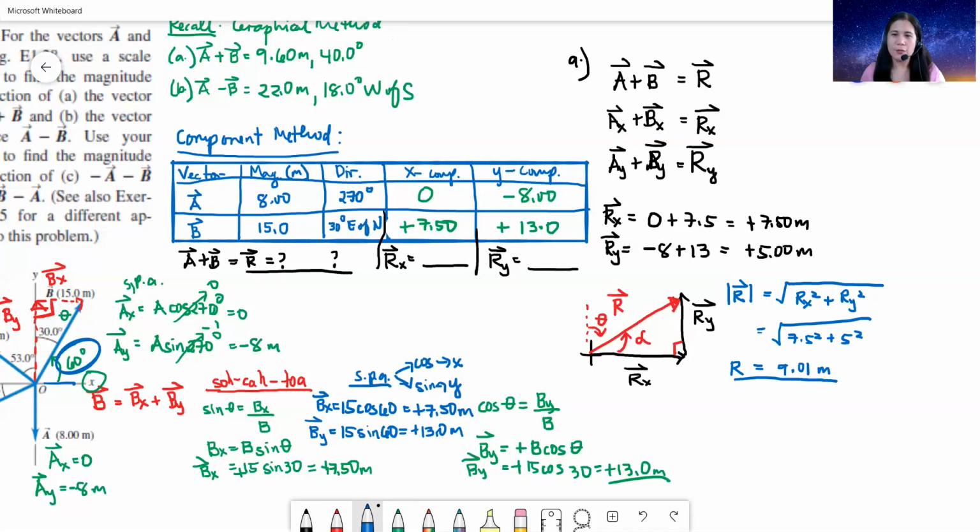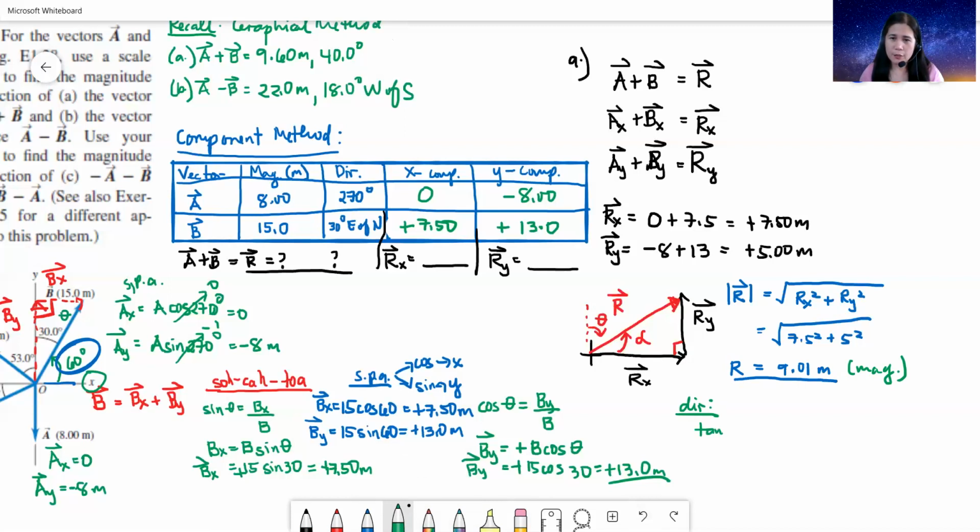So our answer earlier in the graphical method is 9.6. There's a difference of around 0.59 meter. And then let's solve for alpha. The opposite side of alpha is Ry, and its adjacent side is Rx. So, using TOA, the tangent of alpha, I'll change the color to make it more visible. I'll use green. So for the direction, this is the magnitude. And then for the direction, I'll calculate the angle between the tail and the x-axis. So that would be alpha.